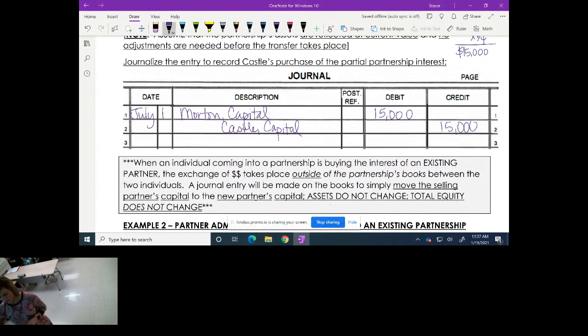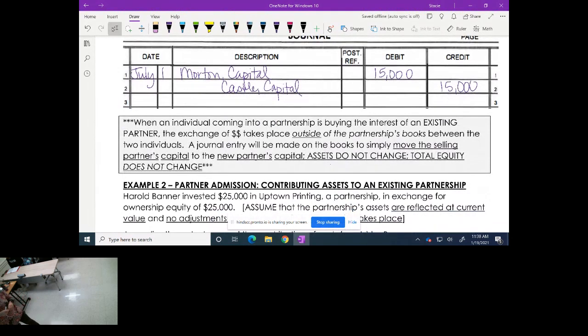On the next one, oh, wait a minute, this is just a note. When an individual coming into a partnership is buying the interest of an existing partner, the exchange of money takes place outside the partnership's books. So essentially, that Castle guy wrote Morton a check, 20 grand. It's going straight to Morton's checking account. It's not going in the business. So he's giving him 20 grand and he's going to sign over 25% of his equity. But we're only going to move 25% of the equity. We're not going to show 20 because then that'd be more, right? Does that make sense?